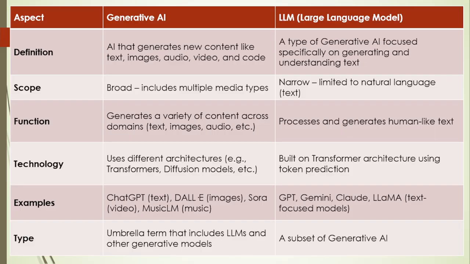Again, here we are discussing examples. Generative AI examples are ChatGPT, DALL-E, Sora, MusicLM. And talking about LLMs, GPT, Gemini, Claude, and Llama. We already discussed it, right? So basically, this is the difference. If we want to summarize, we can say all LLMs are part of generative AI, but not all generative AI is an LLM. Just remember this if you want to understand this.